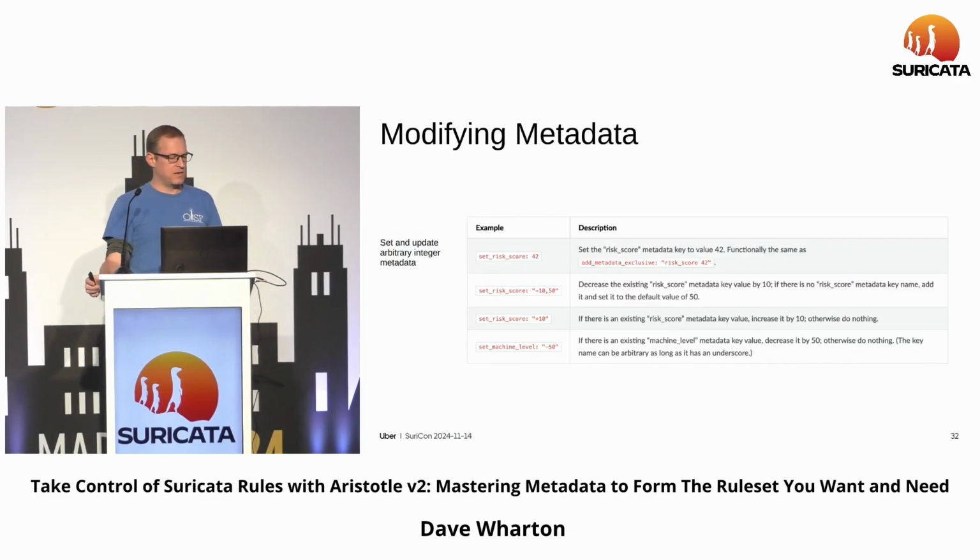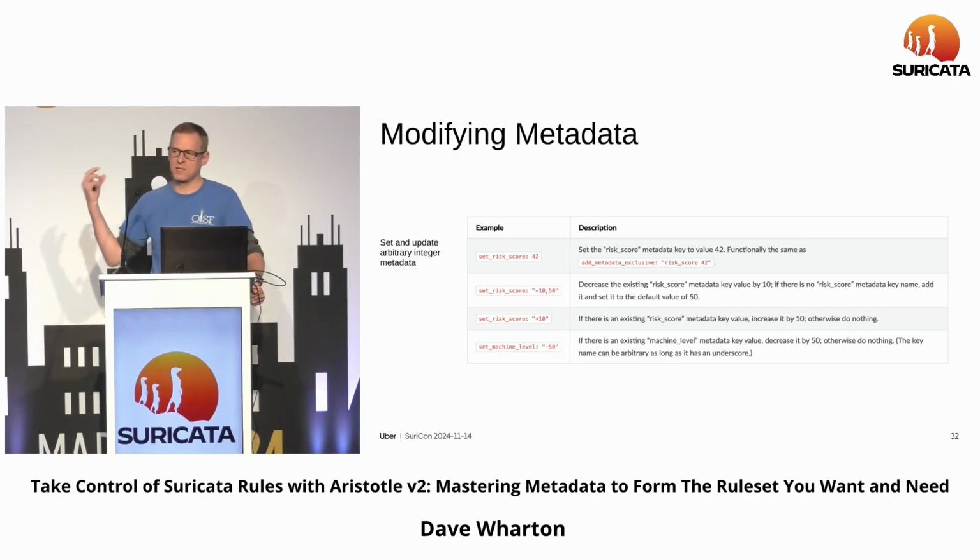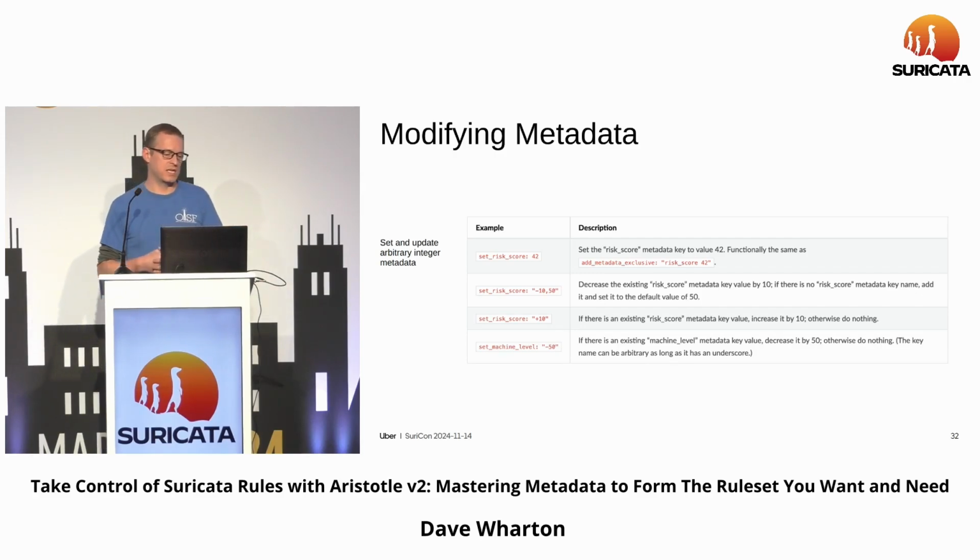And then the other thing you can do is set and update arbitrary integer metadata. So if the key name is not one of the, I'll say, protected key names, you can just set an arbitrary integer-based metadata. So at Uber, we have this concept of a risk score that we apply to all our security alerts, and that gets considered in our back-end aggregation and correlation algorithms and ML models and things like that, in order to determine should we create a case, should we start an investigation, should we kick off an automated playbook, whatever. So there's this idea of a risk score that I want on all my rules. So I can just say set risk score and give it a particular value.